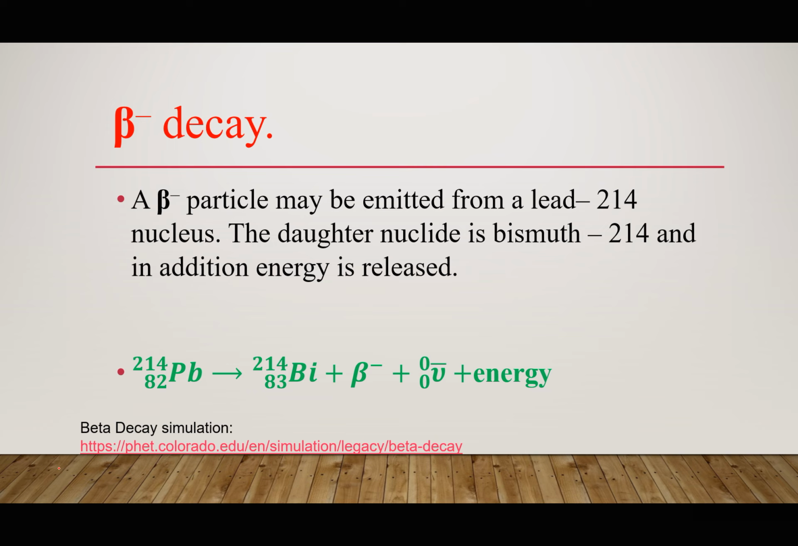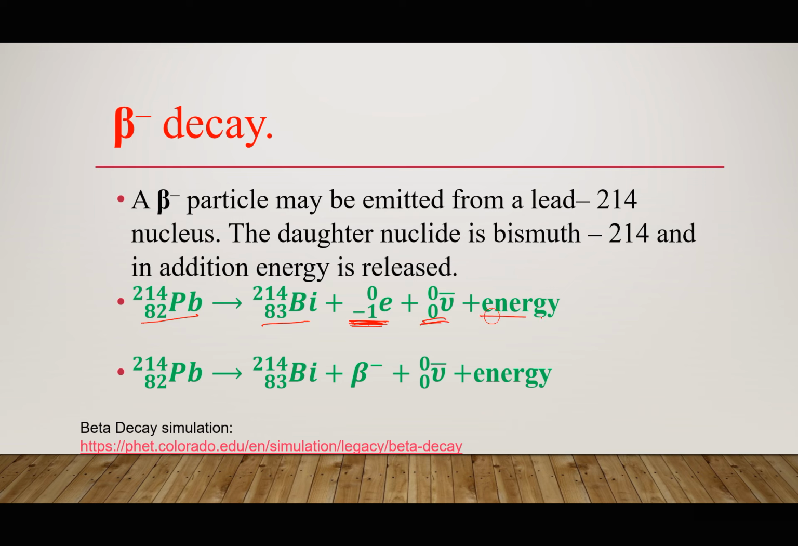Let's check the beta decay of lead to understand what we mean by beta minus or beta plus decay. A beta minus particle may be emitted from a lead-214 nucleus, the daughter nuclide is bismuth-214, and in addition, energy could be released, and this could be represented by this equation here. So if it is beta minus, lead is written like that, it is giving us bismuth and a beta minus particle. Normally, a beta minus particle is accompanied by another particle that I will mention later on, and this is accompanied by the release of energy. When I see release of energy, it's because the total mass of these products is less than the mass on the left-hand side.